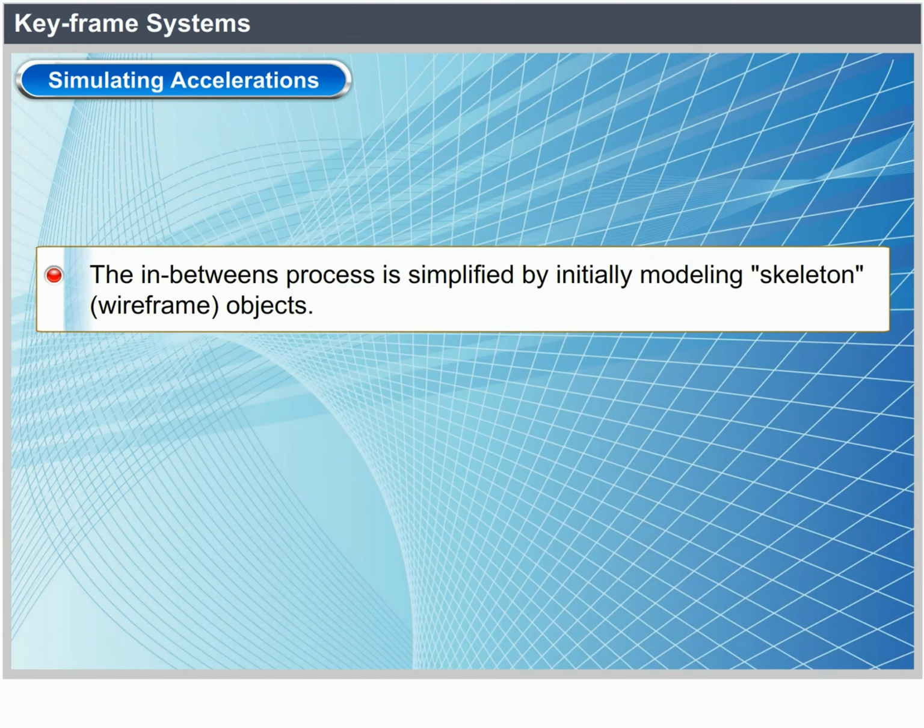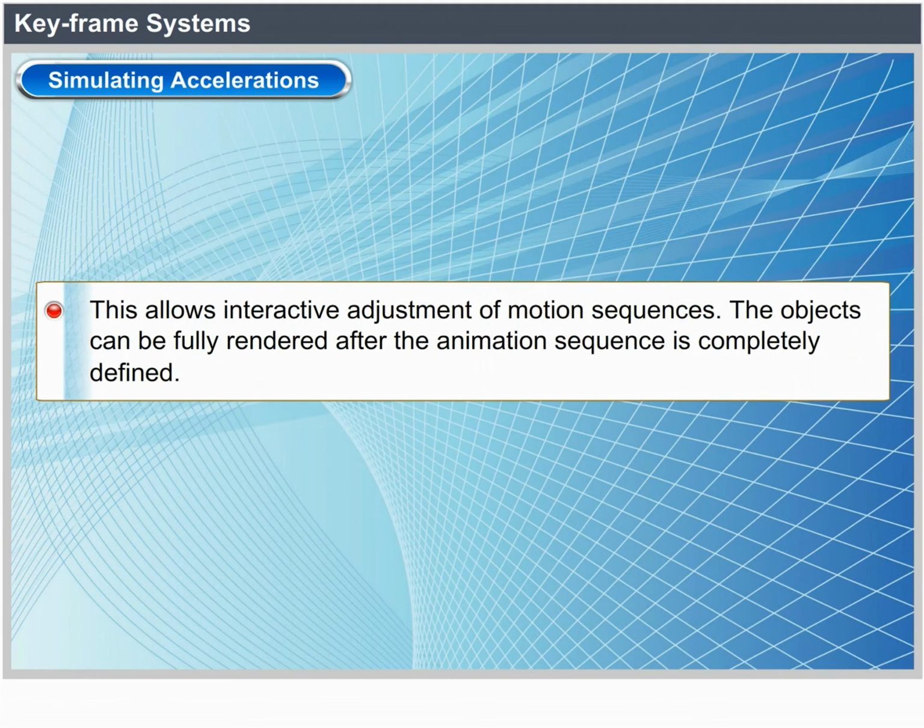Processing the in-betweens is simplified by initially modeling skeleton wireframe objects. This allows interactive adjustment of motion sequences. After the animation sequence is completely defined, objects can be fully rendered.